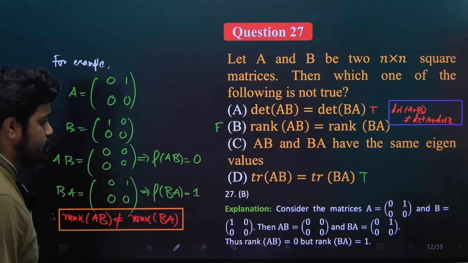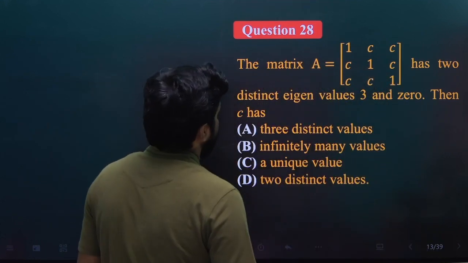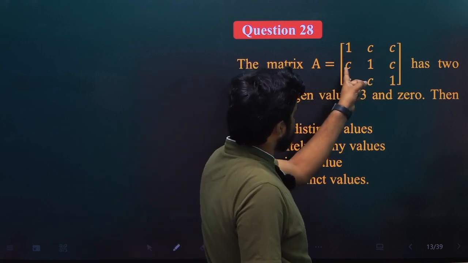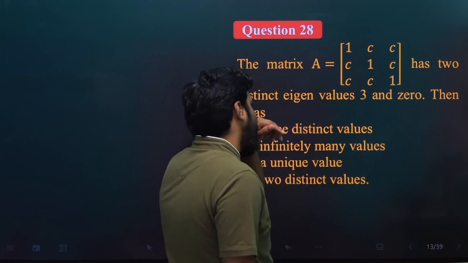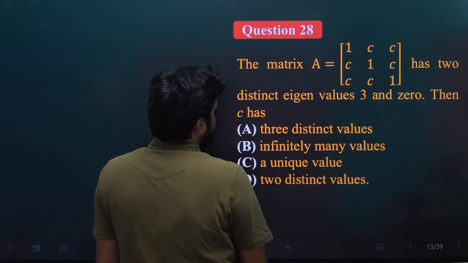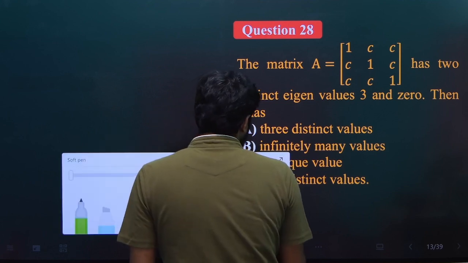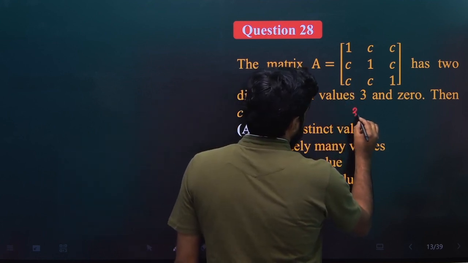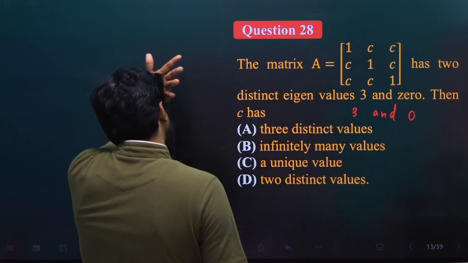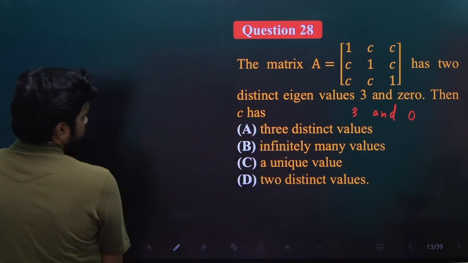Next example: the matrix A given here is 1 c c, c 1 c, c c 1, and it has two distinct eigenvalues 3 and 0. Then C has, that means the matrix has two eigenvalues, one is 3 and another is 0. We have to find the value of C. So what is the characteristic equation?